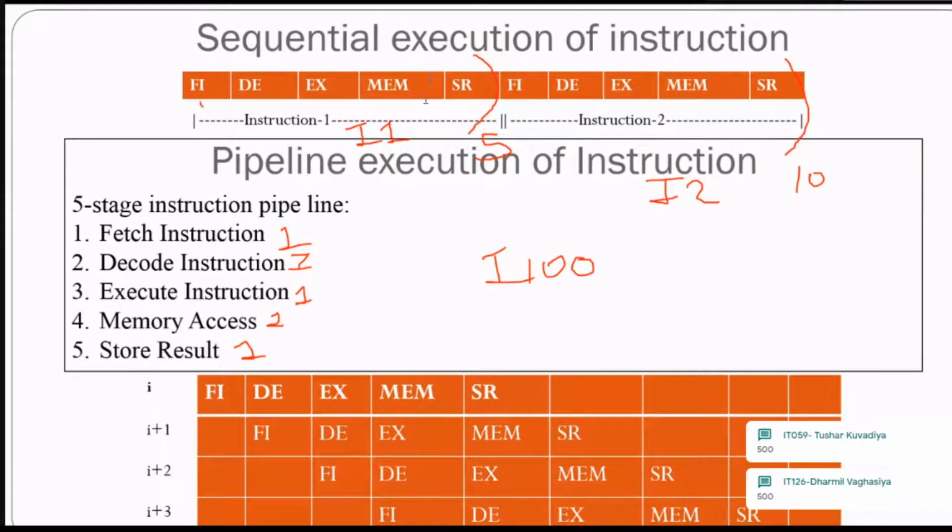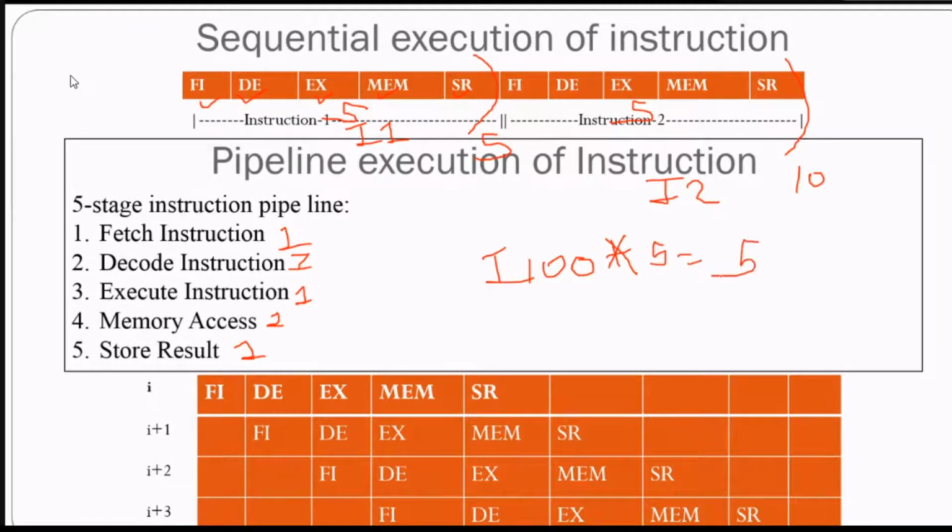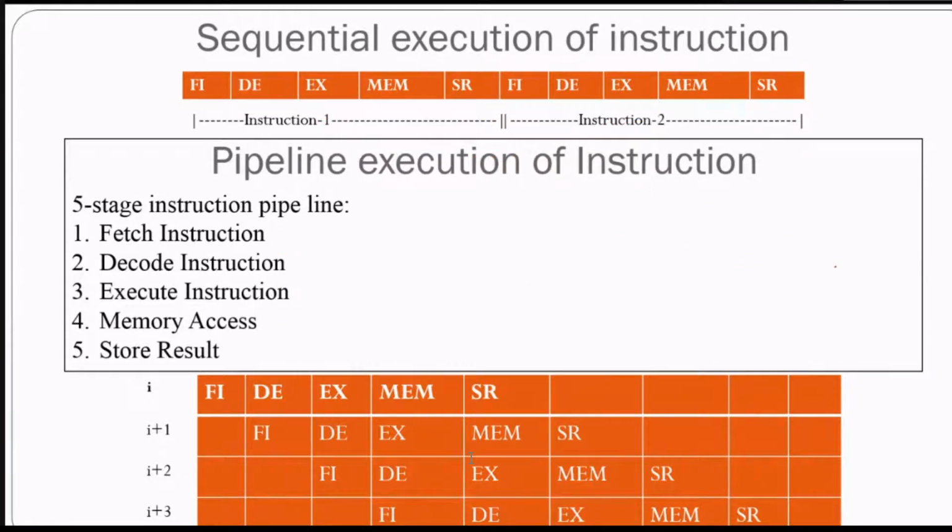1 minute for fetch instruction, the second minute for decode, the third minute for execute, the 4th minute for memory access, and the 5th minute for store result. So just for one instruction you need 5 minutes. Same way, this is for the second instruction. How many such instructions are there? 100 instructions, so it will take 100 into 5. So if it is sequential, it takes 500 minutes. But what we will do over here, we will not use sequential, we will implement pipelining.